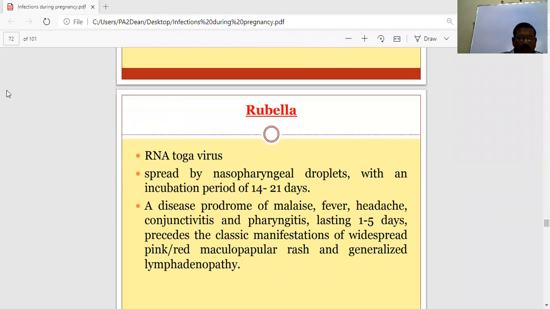The other infection is rubella. This is an RNA togavirus spread by nasopharyngeal droplets with an incubation period of 14 to 21 days. The disease prodrome of malaise, fever, headache, conjunctivitis, and pharyngitis lasting 1 to 5 days precedes the classic manifestations of widespread pink or red maculopapular rash and generalized lymphadenopathy.